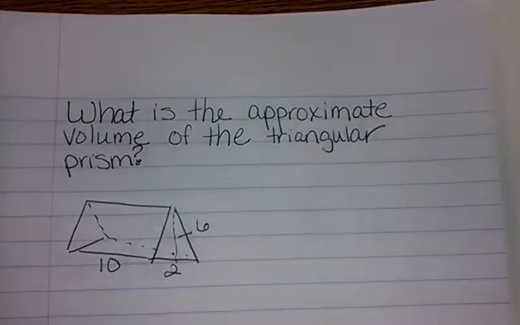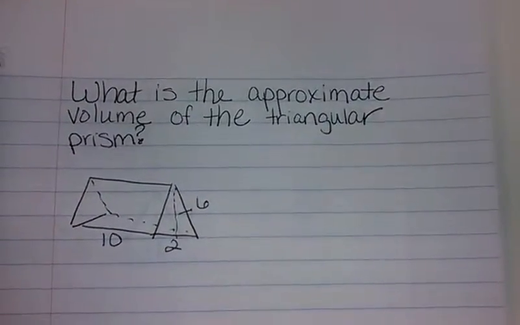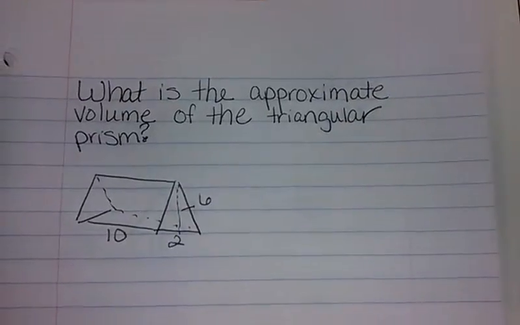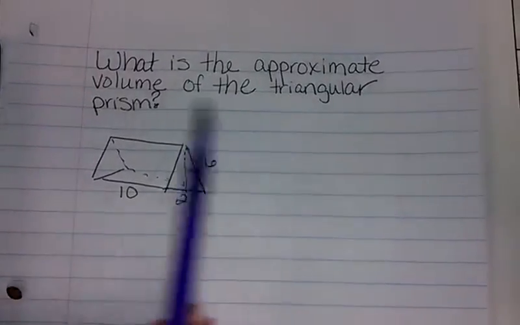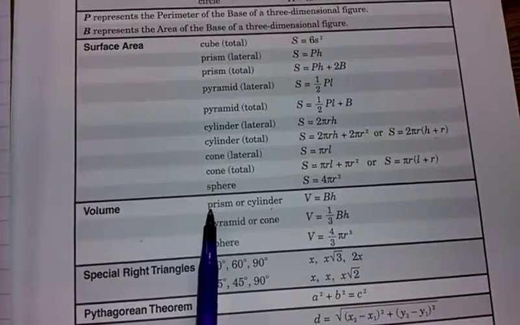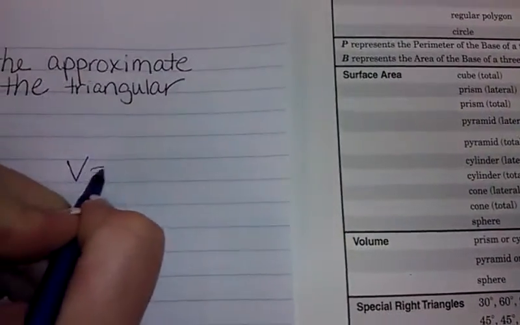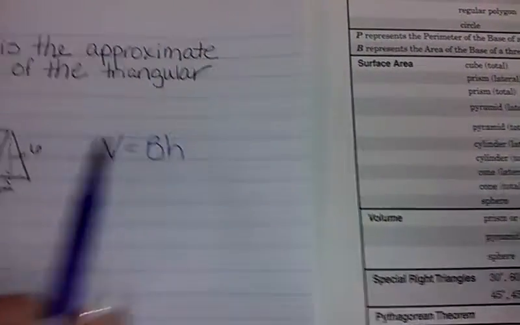Next one, it says, what is the approximate volume of a triangular prism? Okay, pause the video and come back and see how you do. On this one, again, it's volume of a triangular prism. So if I go over here, the volume of any prism, V equals big B times H. Remember, big B is the area of the base.